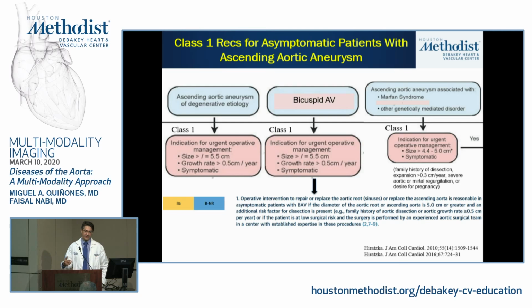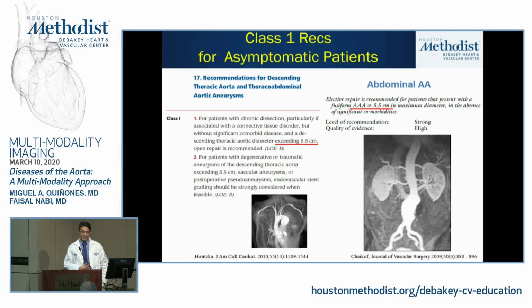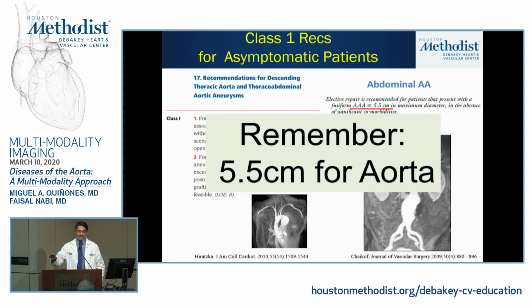And then Marfan's and all the other genetic conditions that have medial degeneration: we were at 5.5, we went to 5 for bicuspids, you go down to 4.5. So that's kind of how I remember it for the genetic conditions. What about the descending thoracic aorta and the abdominal aorta? Guess what? Your life has been made easy, 5.5 centimeters. So if I can stress anything, 5.5 centimeters for the aorta.